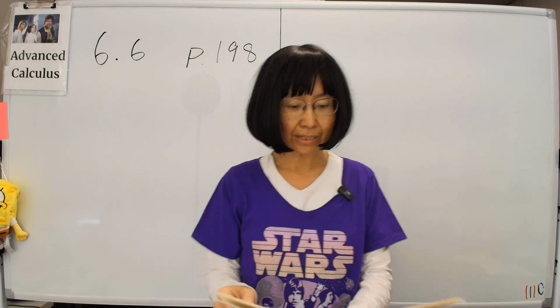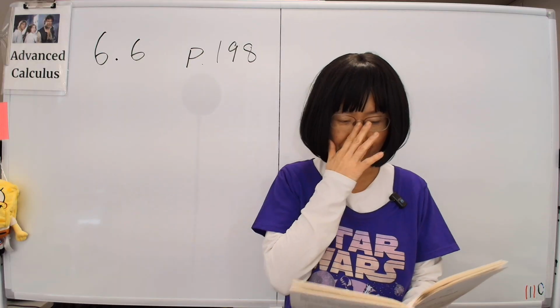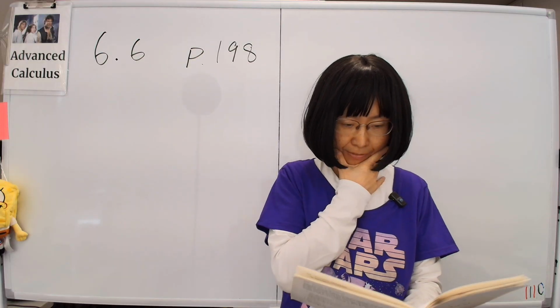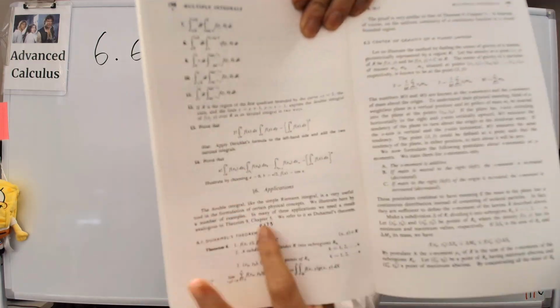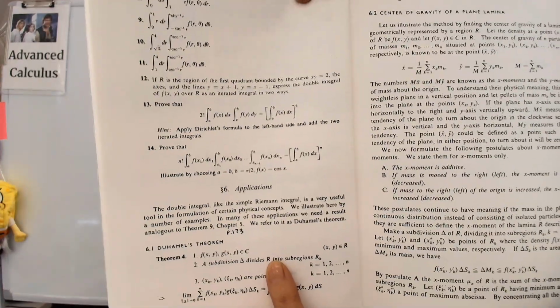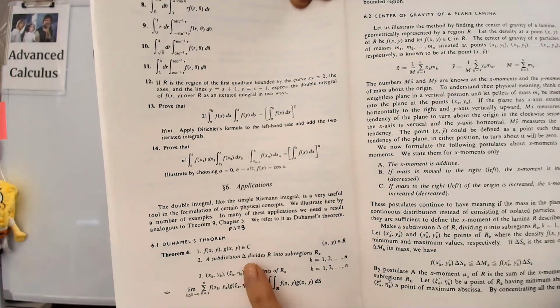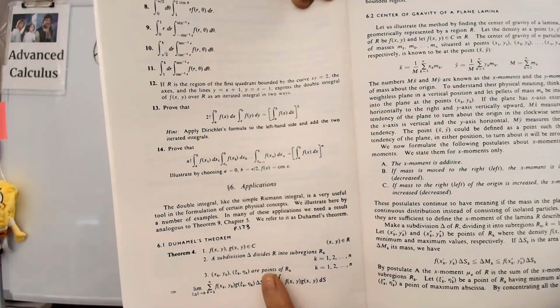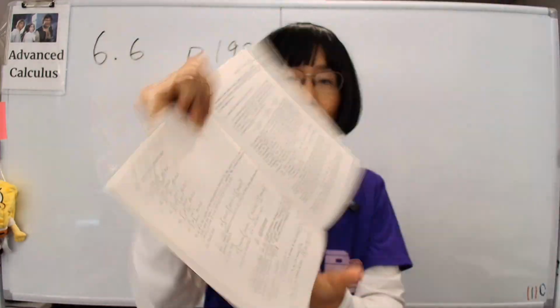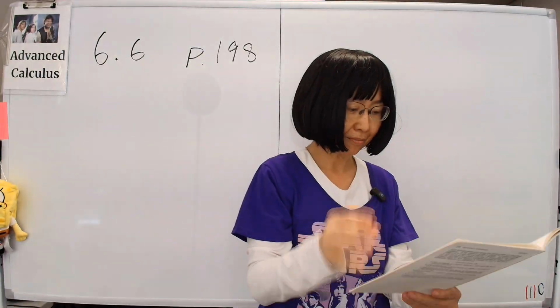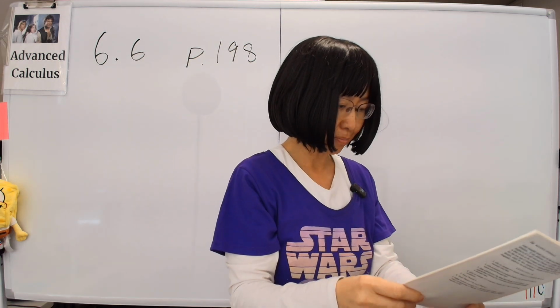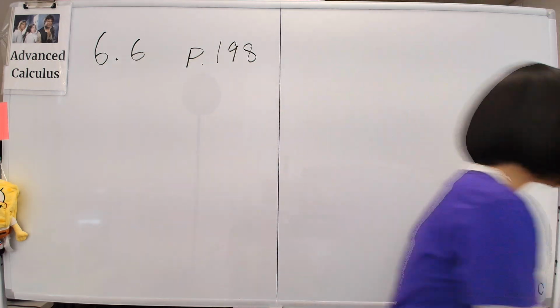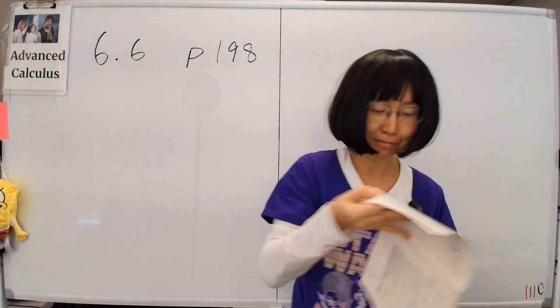So let's start in chapter 6.6, on page 198. Please read the little introductory paragraph yourself here, and then we're going to look at Duhamel's theorem. Now this Duhamel's theorem is an advancement of the previous Duhamel's theorem we looked at before. So let's look at the previous one first to see what we're talking about.